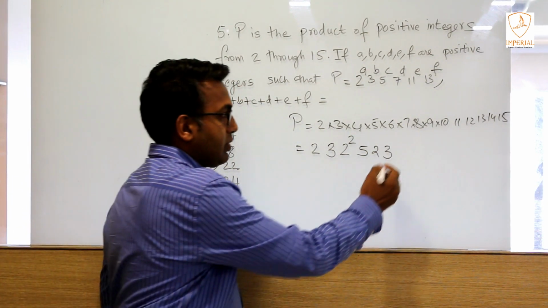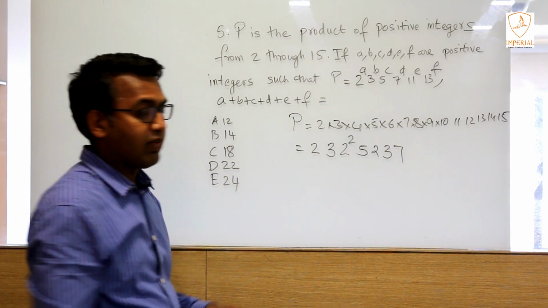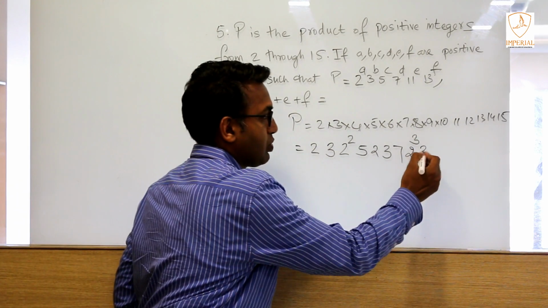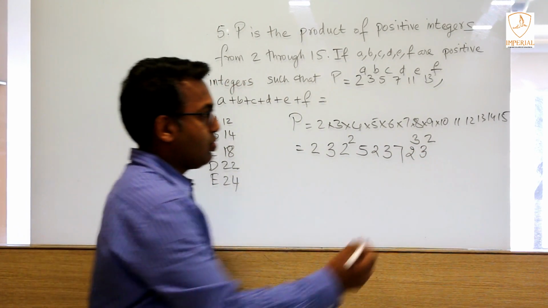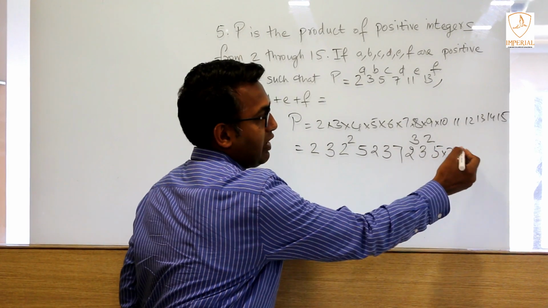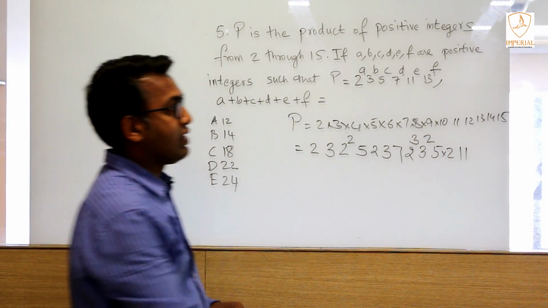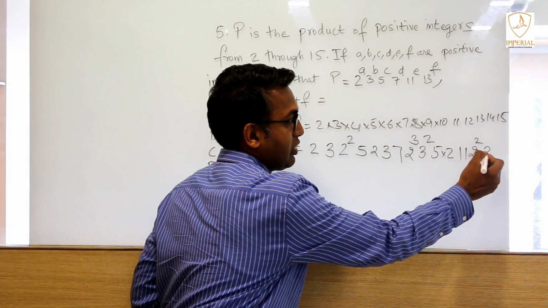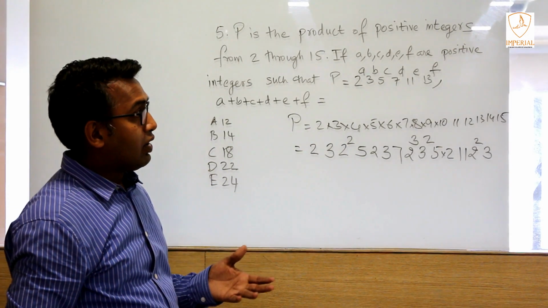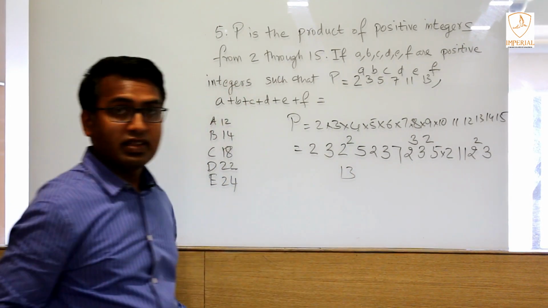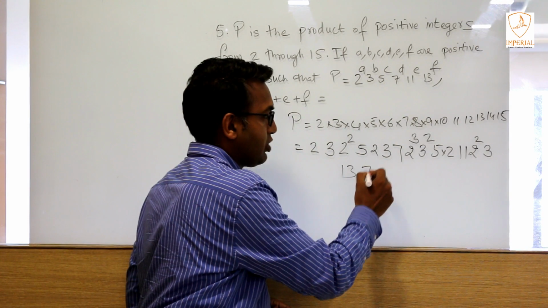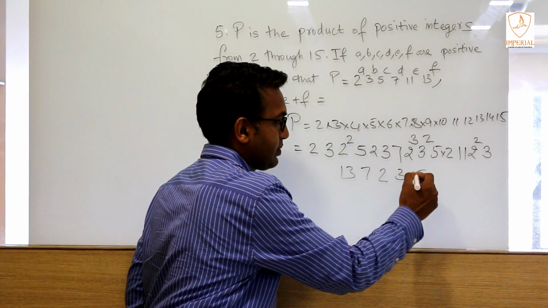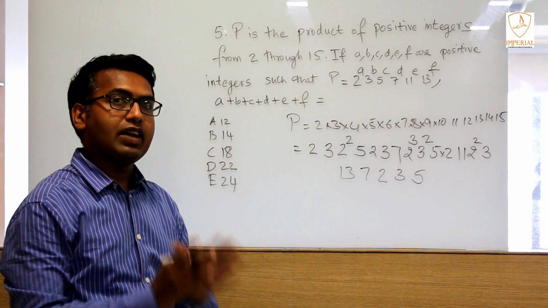7 is a prime number, 8 is 2 power 3, 9 is 3 power 2, 10 is 5 into 2, 11 as it is, 12 is 2 power 2 which is 4 and into 3, 13 we'll write as it is, it's a prime number, 14 will be 7 into 2, 15 will be 3 into 5. Okay, now combine all the 2's.